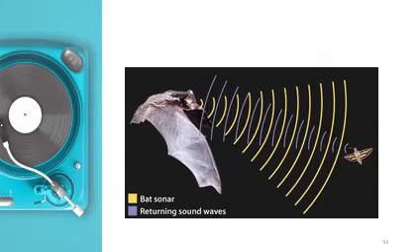Another application of the Doppler effect is used by animals such as bats. The bat will produce a frequency, the frequency will reflect off the prey, and the prey will provide the information to the bat.